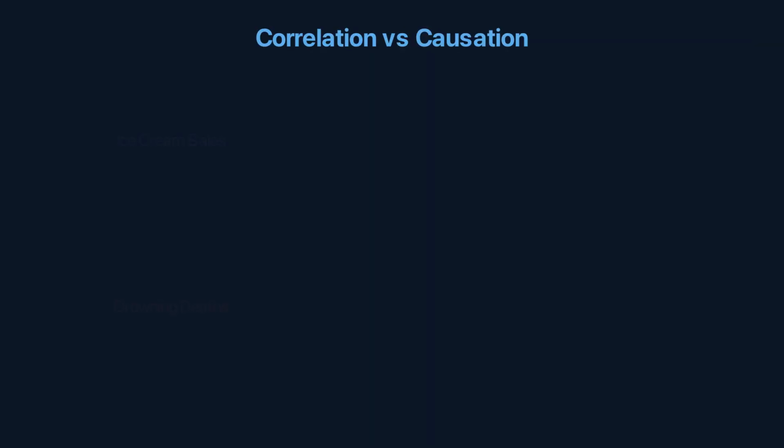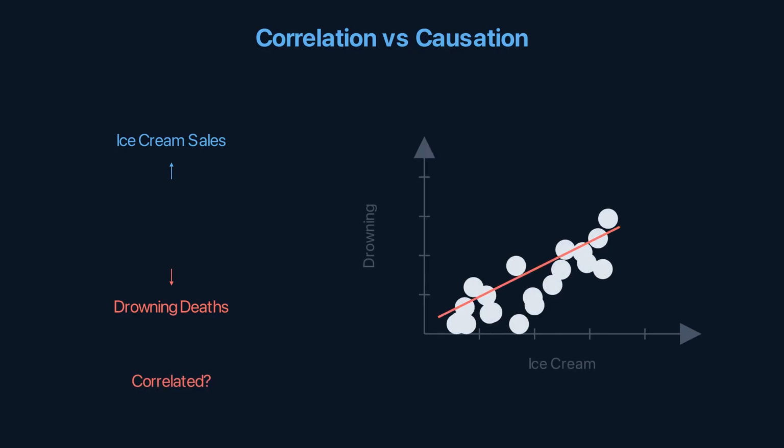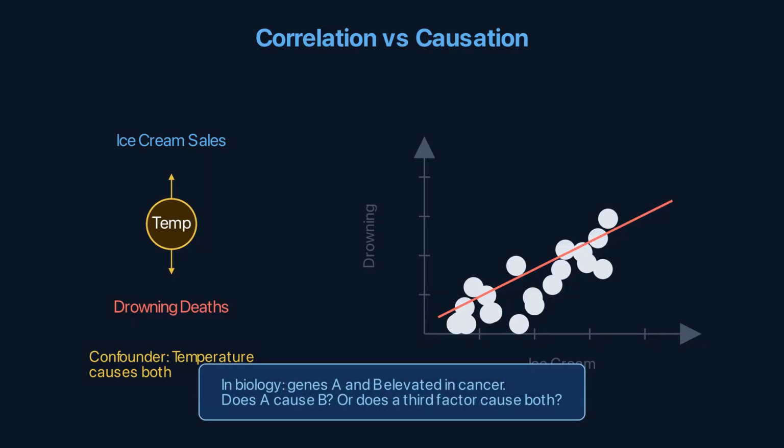Ice cream sales and drowning both rise in summer. Confounder: temperature causes both. In biology, genes A and B are both elevated in cancer. Does A cause B, or does a third factor cause both?